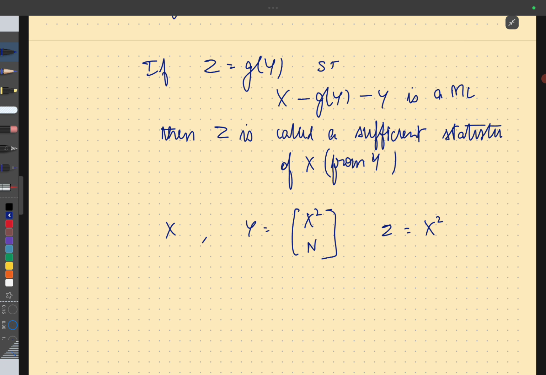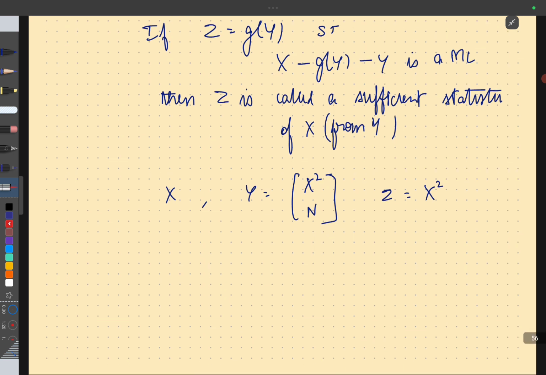Why do you mean Z is called a sufficient statistic of X? So this is the definition. Any function of y such that x, g of y and y form a Markov chain is called a sufficient statistic. In particular, this z happens to be a sufficient statistic of x. It's a trivial example, but it is still something where z is not a bijective function of y.